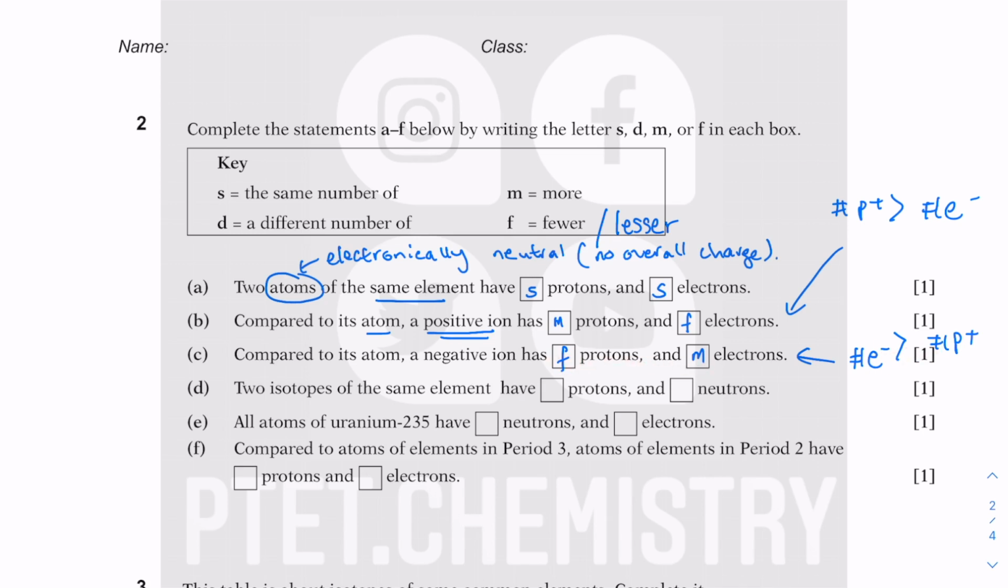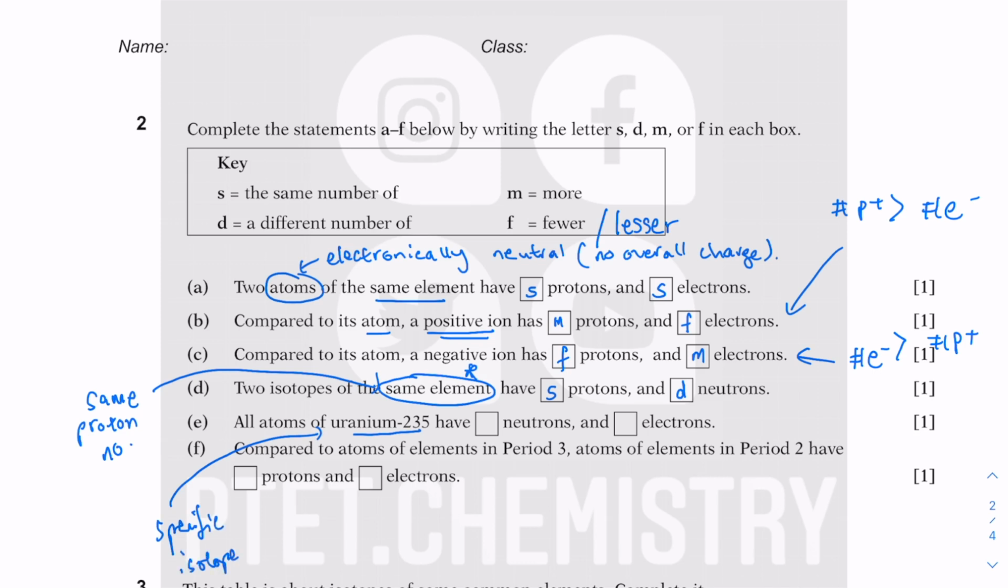Yeah, 2 isotopes of the same element. So same element would mean same proton number, because proton number is the identity of the element. So they will have the same number of protons but different number of neutrons, because the mass number will be different for isotopes. All the atoms of uranium-235. So this is a specific isotope, all right? And uranium, if you have a look at your periodic table, has the symbol U.